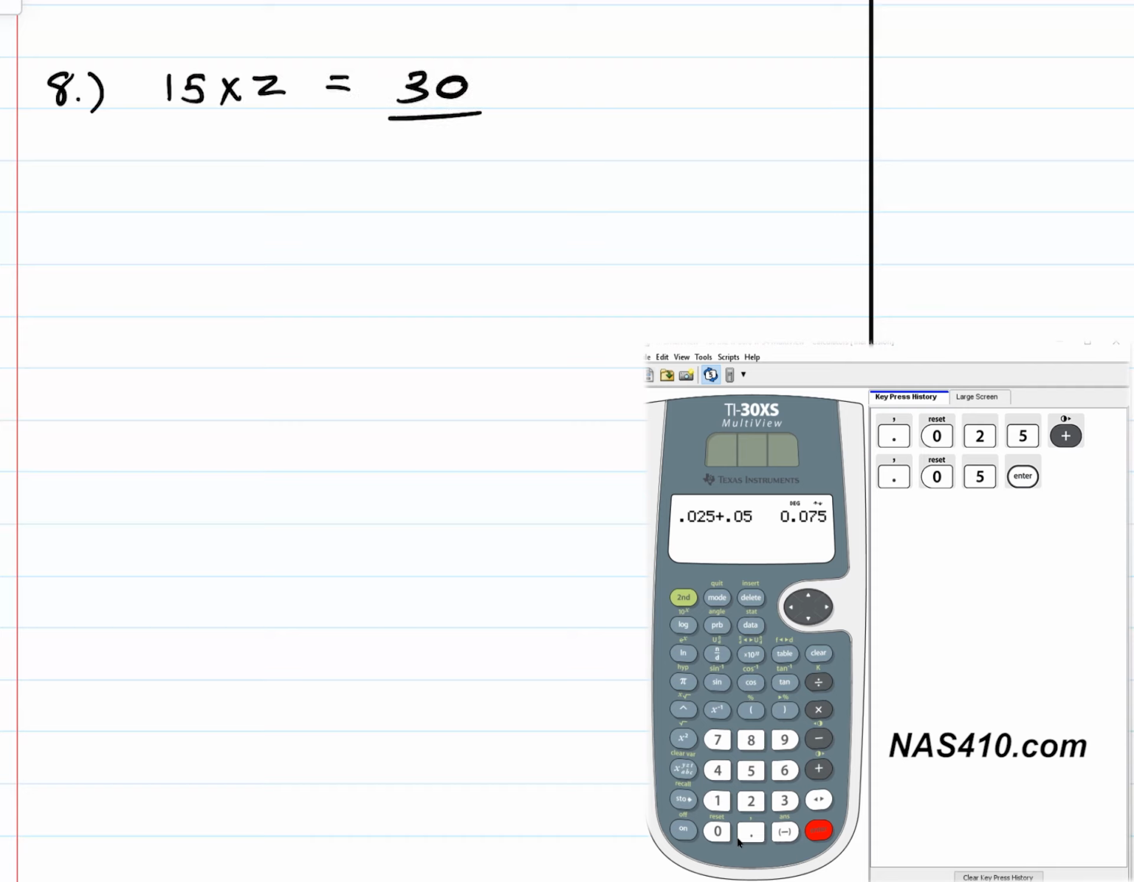Number 8, 15 times 2. It's pretty simple, right? Just straight up multiplication. The answer is 30. Number 9, 25 times 10. Again, this is just multiplication. I just want to make sure you all know the different multiplication signs. But essentially here we're just doing multiplication. So 25 times 10 is 250.